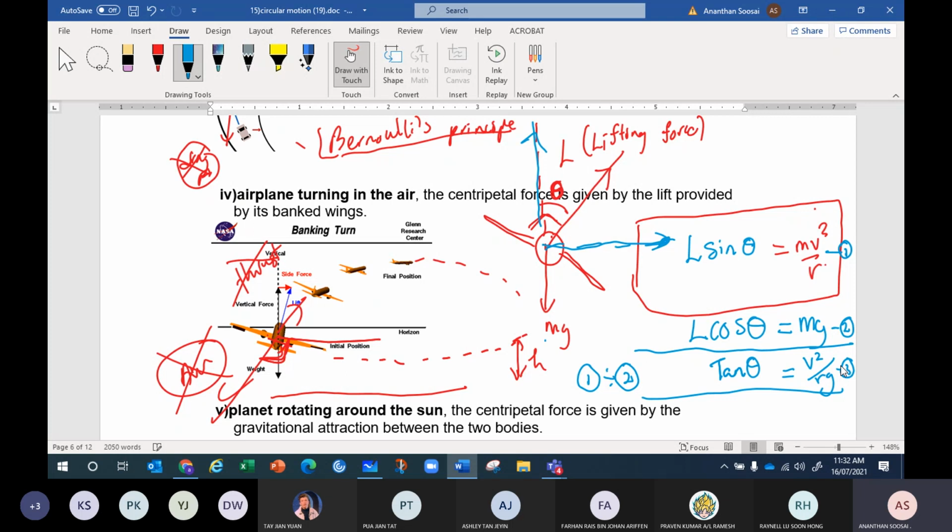This has never happened before. This is the first case where the force acts diagonally, contributing to the centripetal force and at the same time balancing the weight vertically. Now we need to analyze this system using these three equations. These three equations are going to be the determiner to investigate this system. L sine theta is mv squared over r. L cos theta is mg. Tangent theta is v squared over rg.